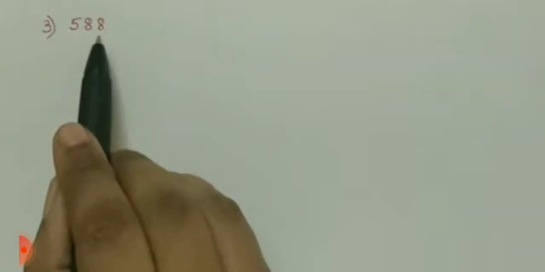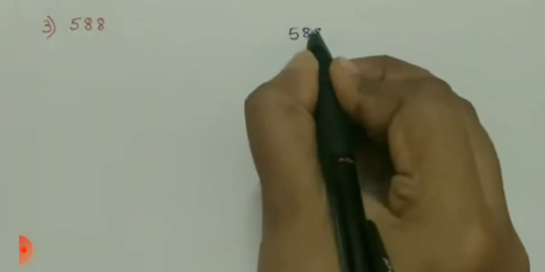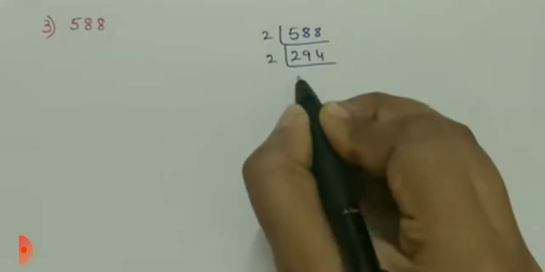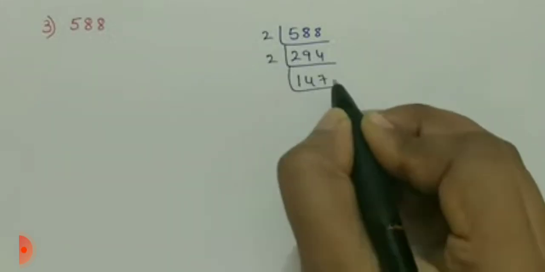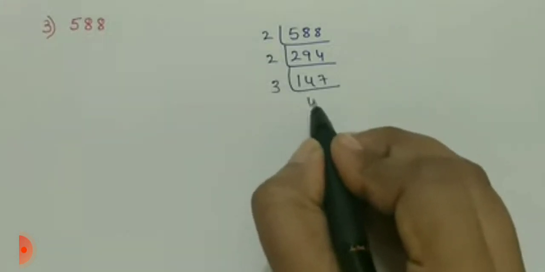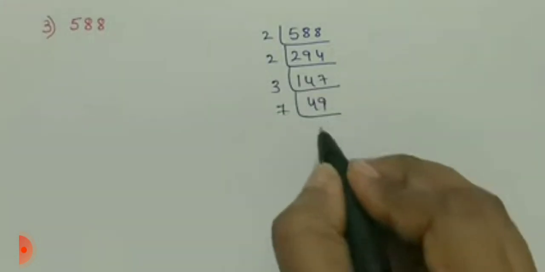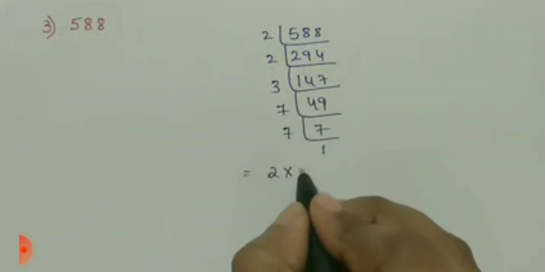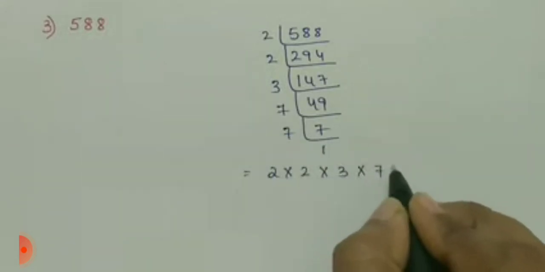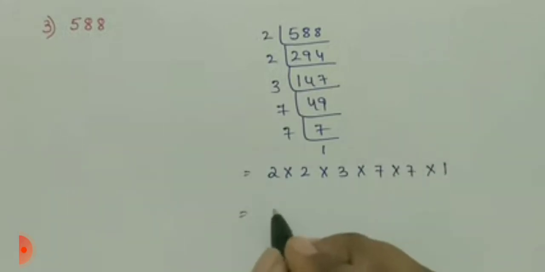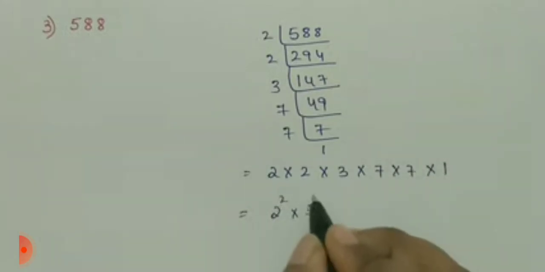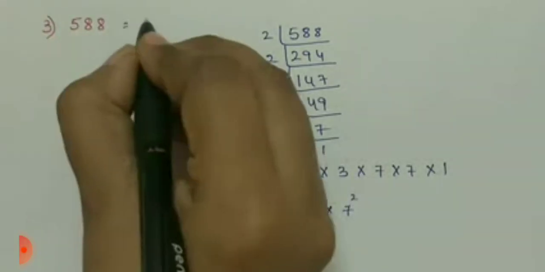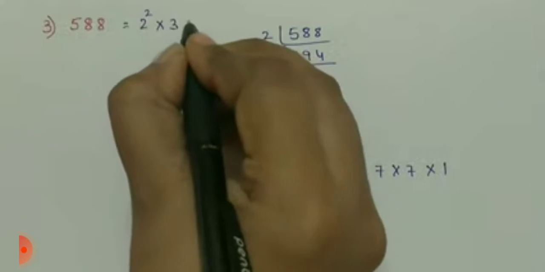Third one, 588. 588, 2 294s, and again 2 147s, then 3 into 49, 7 7s are 49, so 7 1s. We can write it as 2 into 2 into 3 into 7 into 7 into 1. That is equal to 2 square into 3 to the power 1 into 7 square. 588 can be written as 2 square into 3 into 7 square.